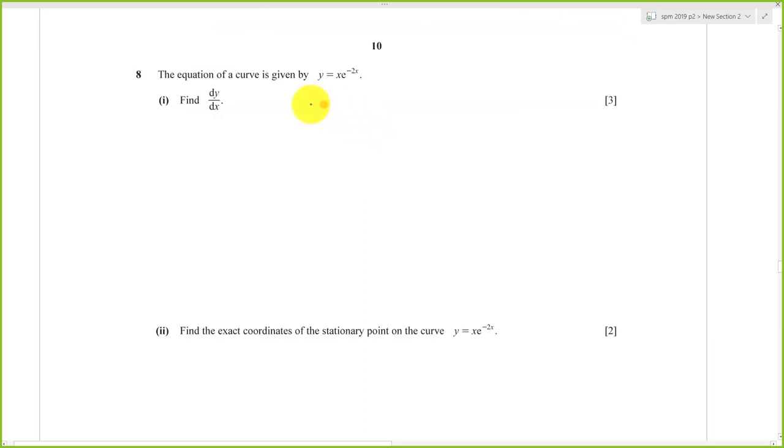Alright, so for question number 8 here, they give you y equals to x e negative 2x, and ask you to do the dy dx. First thing, you see x in front of the e to the power, you know this one is the product rule. So for the product rule over here, u will equal to x, my v will equal to e negative 2x. Okay, separate them into u and v. And then du dx equals to 1, then dv dx will equal to negative 2e negative 2x.